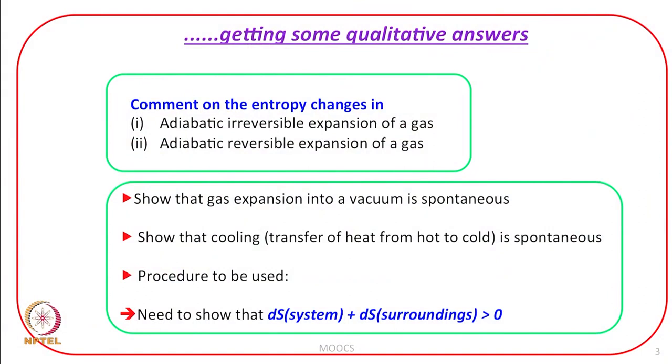So, once again emphasizing how to prove that a given process is spontaneous in terms of the second law of thermodynamics, we need to show that the entropy change in the system plus the entropy change in the surroundings is greater than 0. We will need to calculate the entropy change in the system and the entropy change in the surroundings, and add up both. If it turns out to be positive, then the process is spontaneous in that direction.